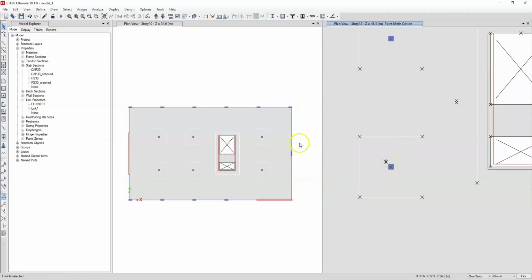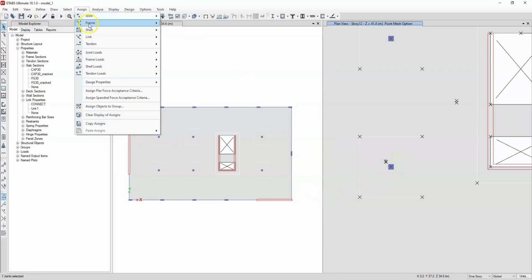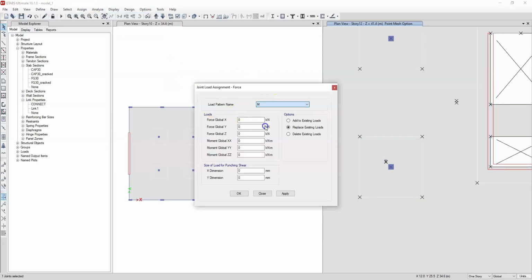We select our joint, and we assign a load to that joint. In the case of M, we apply a value of 1 times 10 to the power of 6 kilonewton meters for numerical reasons. So we have good, significant numbers to accurately determine the stiffness. We are also going to do the same with the other two forces, Fx and Fy.